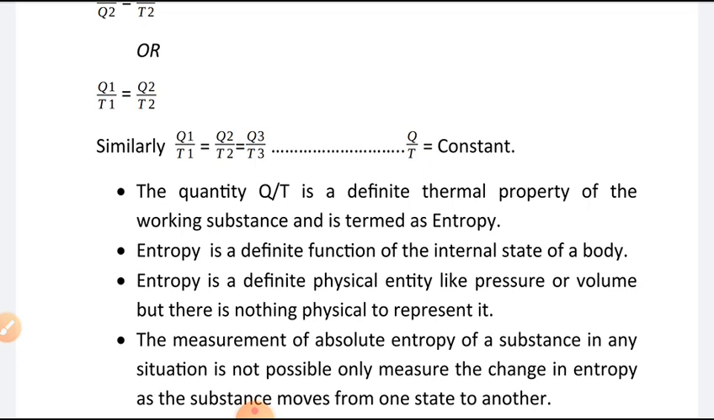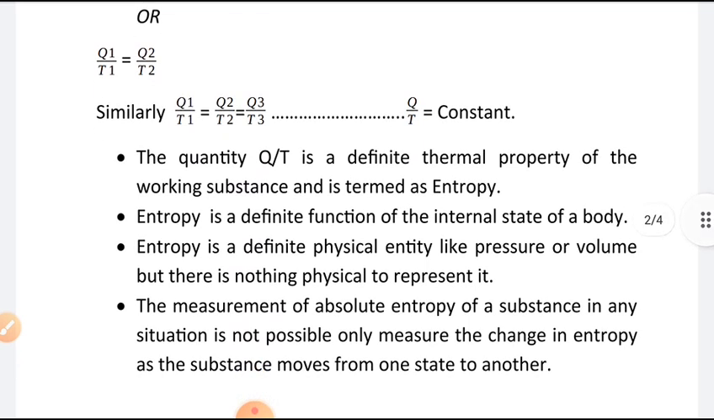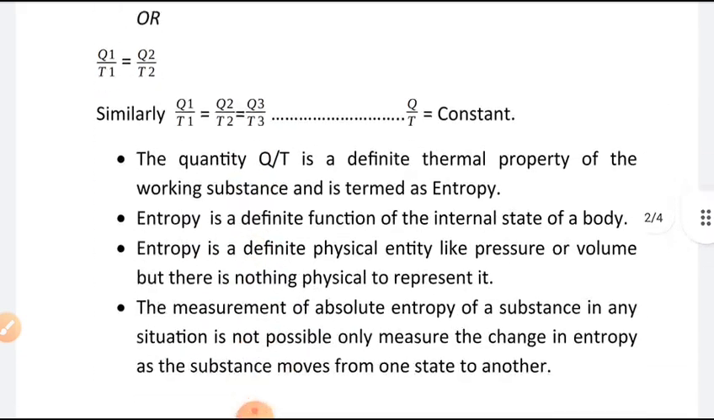The quantity Q by T is a definite thermal property of the working substance and is termed as entropy. Entropy is a definite function of the internal state of a body.